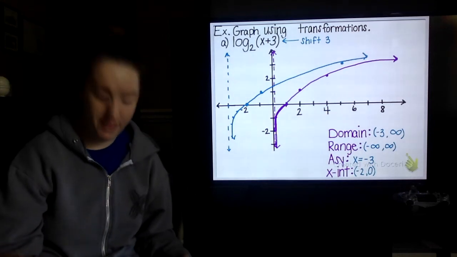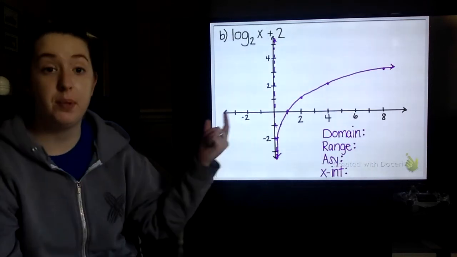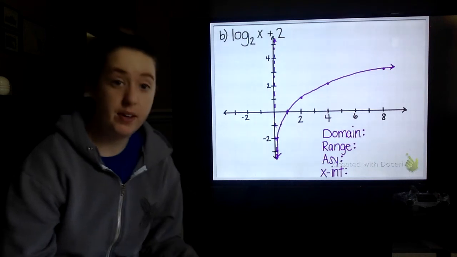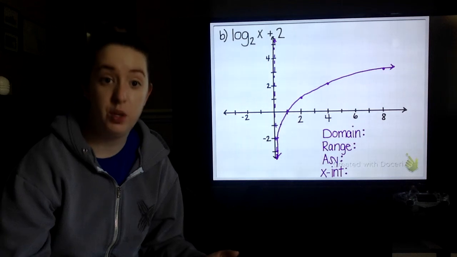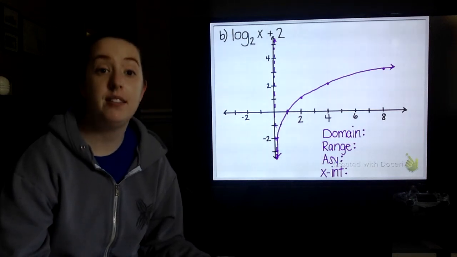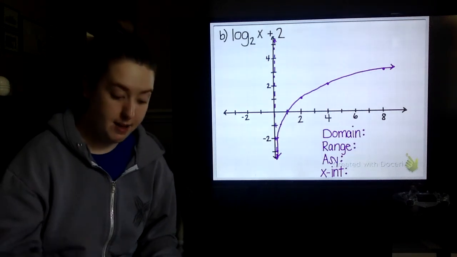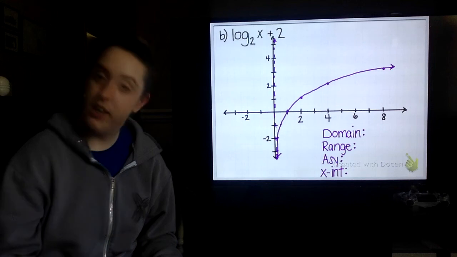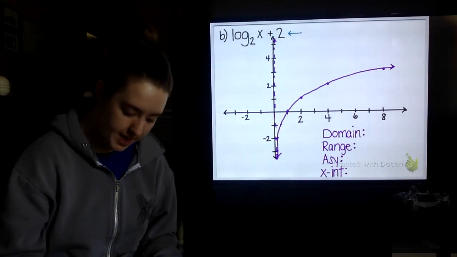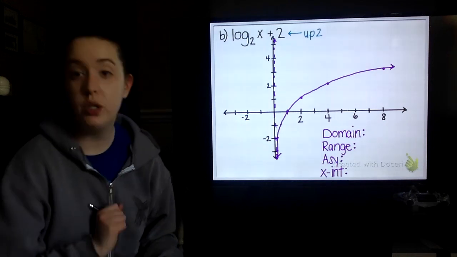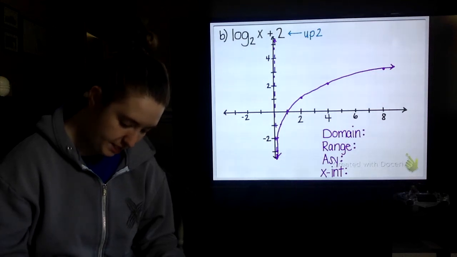Okay, let's look at another one. This time, we're going to take our log base 2 graph, but now we have a plus 2 on the end without any parentheses. Since there aren't any parentheses, there's nothing to group that 2 with my x. So that means it's going to be dealing with my y's, so it's going to be shifting me up and down, so vertically. Nothing weird happens here, so I'm going to be shifting up 2. I'm going to take each of these points and shift everything up 2.